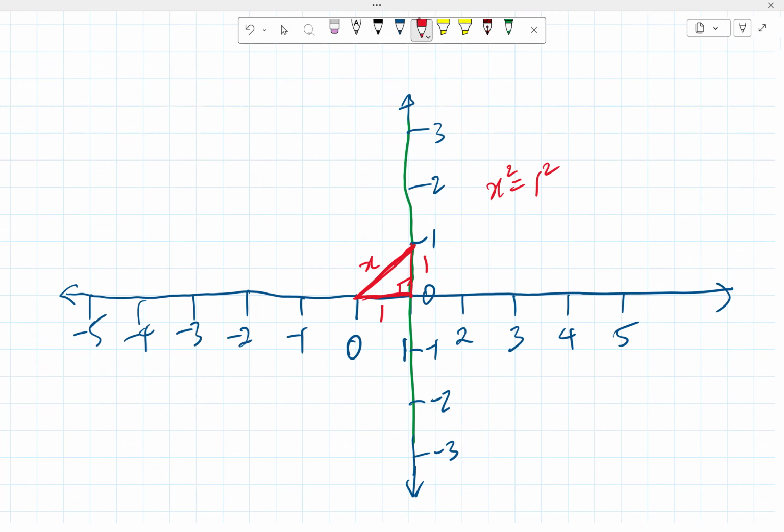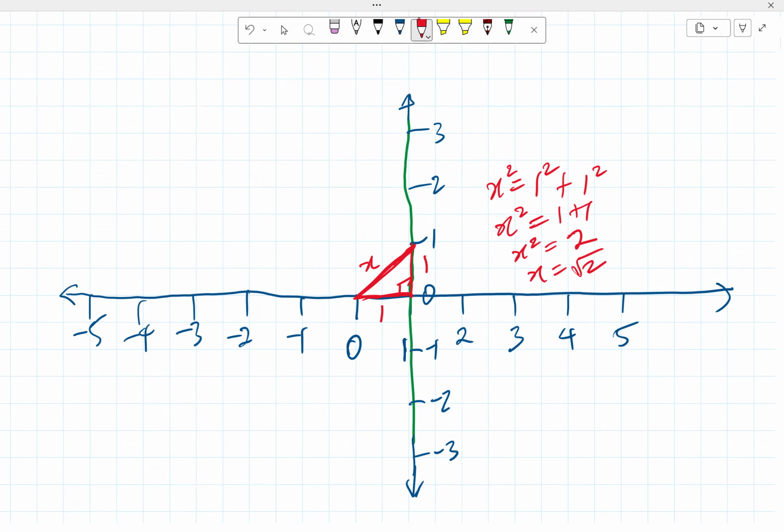This 1 squared, 1 here plus 1 squared, from Pythagoras' theorem. So that means that x squared is equal to 1 plus 1. That means x squared is equal to 2. Okay? x squared, 1 plus 1 is 2. So x squared is 2. So that means x is equal to the square root of 2, like this.